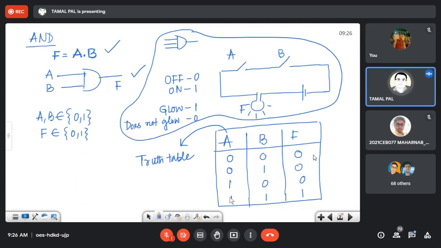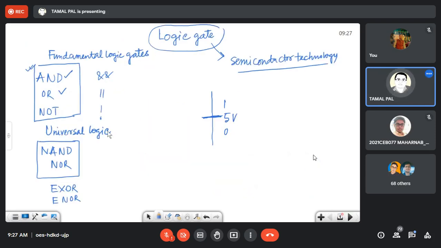When both of the inputs are one, then the output is one. But for the rest of the cases, the output is zero. These operations are the same as the logical operations we have learned in C programming.